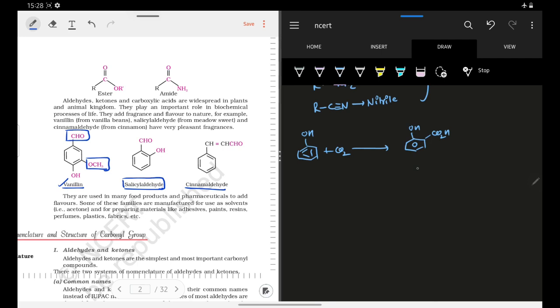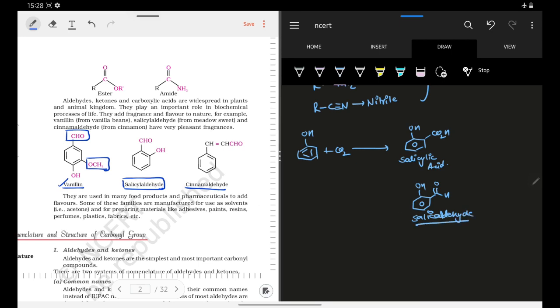Now instead of CO2H, if I have CHO, if I have an aldehyde group, then the compound will not be called salicylic acid, it will be called salicylaldehyde. This is salicylic acid, whereas salicylaldehyde is this, C double bond OH and your OH. This is known as salicylaldehyde. So this is how you can remember salicylaldehyde.